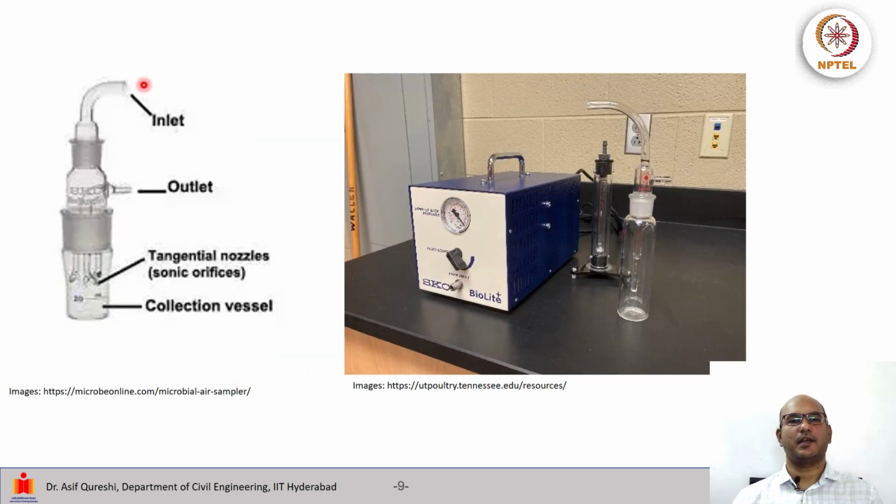This is how an impinger might look. So we have the air coming through the inlet, then we have the collection vessel here, and here we have the tangential nozzle. So here the air is basically impinged on the collection liquid and the biological material is entrapped. Then this air goes up and goes out through the outlet, and this is how it may look in a lab.